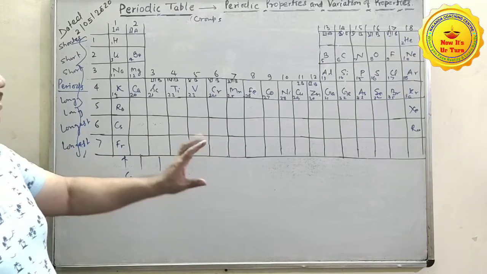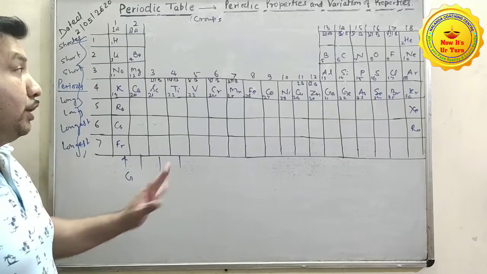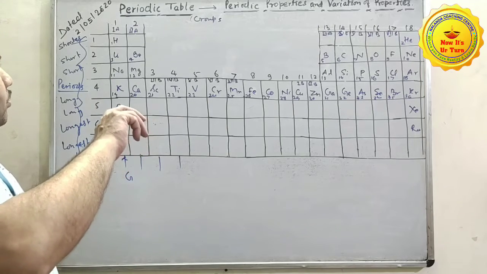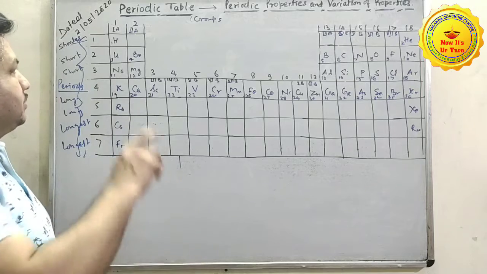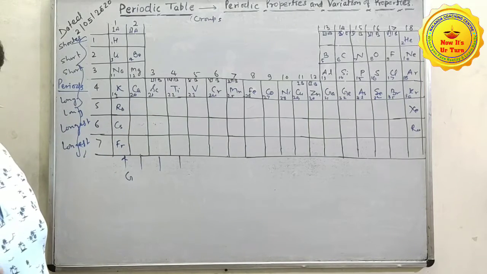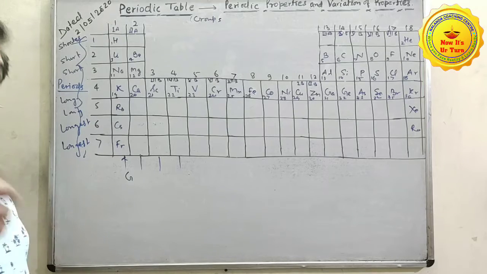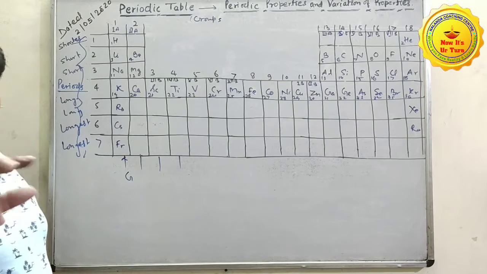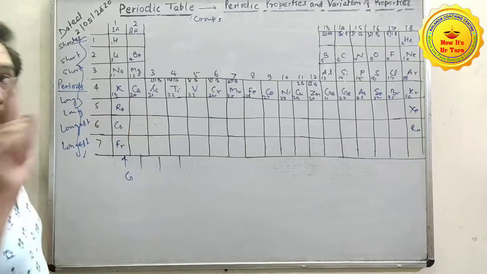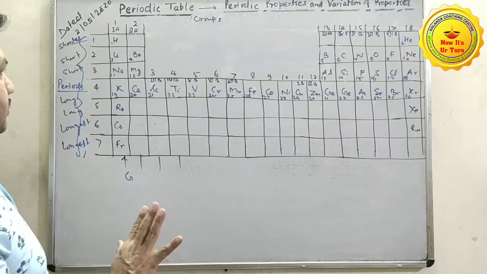So this one is the structure of the modern periodic table, which is a modernization, a change based on Mendeleev's periodic table, which is based on increasing order of mass number, whereas this one is based on increasing order of atomic numbers. Clear?